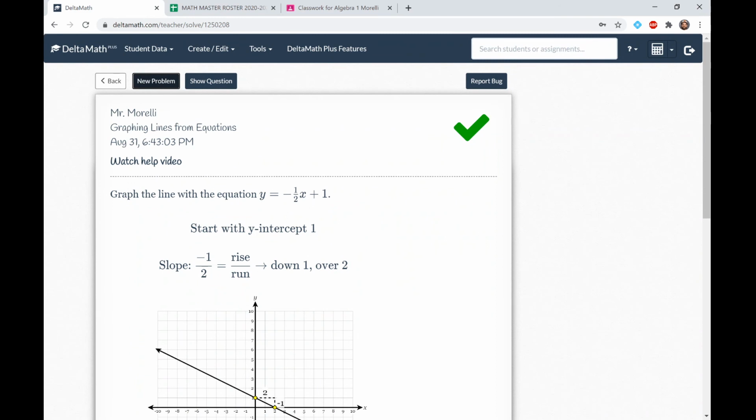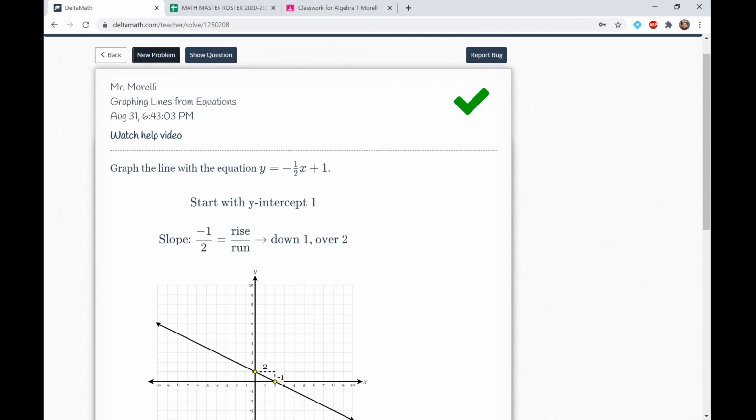Well, I hope you found this easy. Don't think too much about it. Just remember to graph your y-intercept first, and then from there, use that slope to either rise and run or fall and run to plot your next point. And that's as easy as it gets.